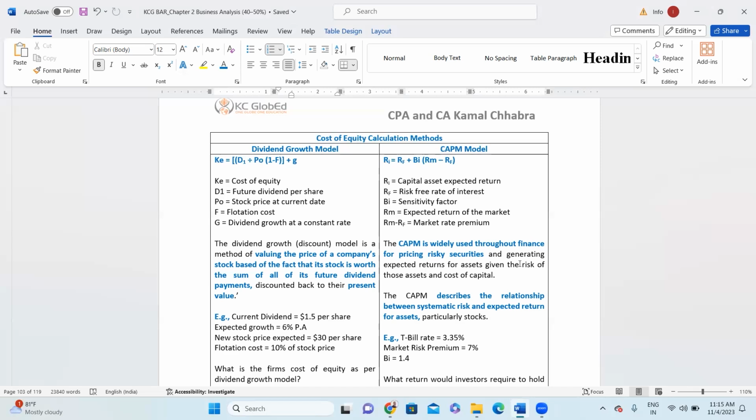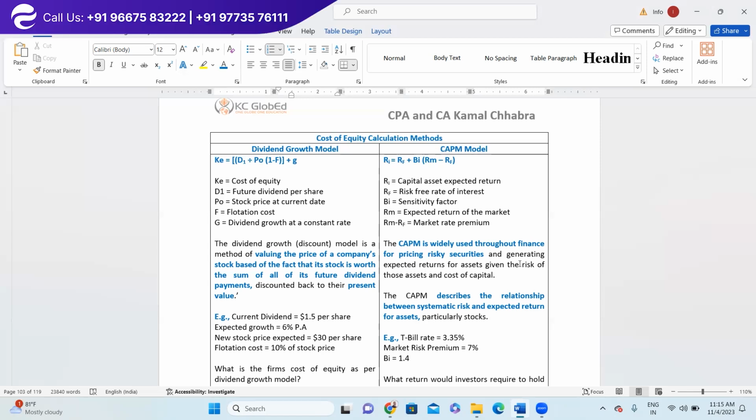The formula: KE stands for cost of equity, D1 stands for future dividend per share, P0 stands for stock price at the current date, F stands for floating cost, and G stands for dividend growth at a constant rate. So the formula is KE = D1 / (P0 (1 - F)) + G, that is growth, right? So this formula you need to memorize.